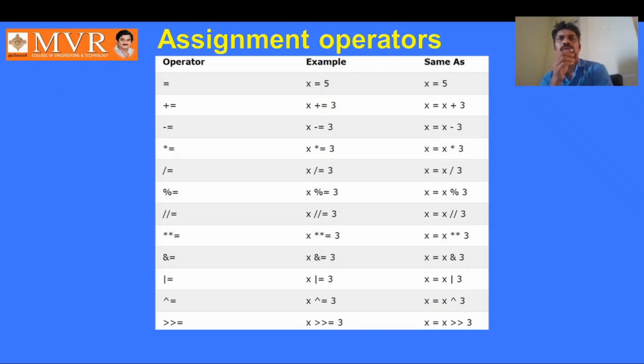Once again, the assignment operators in Python programming language are these: equal to, plus equal to, minus equal to, star equal to, slash equal to, percent equal to, floor division equal to, exponent equal to, bitwise and equal to, or equal to, cap equal to, right shift operator.